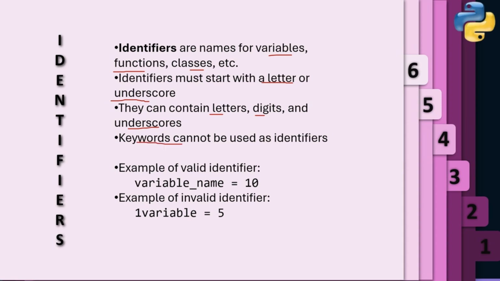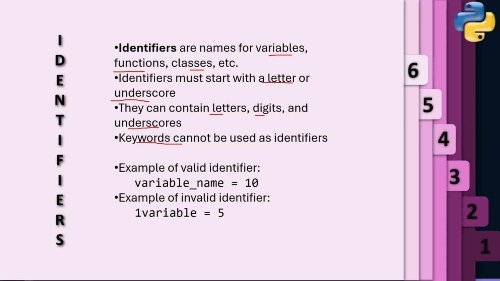By listening to this, you may get a doubt: what is the difference between variables and identifiers? In short, variables are subsets of identifiers that specifically point to a value in memory. All variables are identifiers, but not all identifiers are variables because identifiers also include names of functions, classes, and objects.